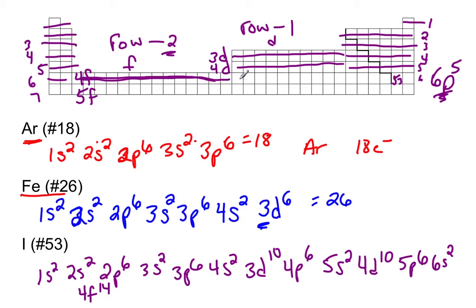Then I get back to the D section. This is 5D. Remember, I'm in the sixth row, but 5D. 5D10, all the way to there. And then I finally hit my element that I'm dealing with here, iodine. So that's my sixth row, 6p5. So there's the electron configuration for iodine.